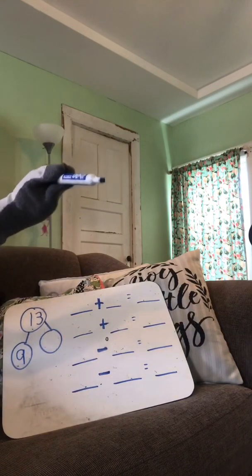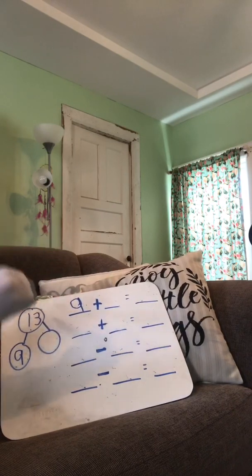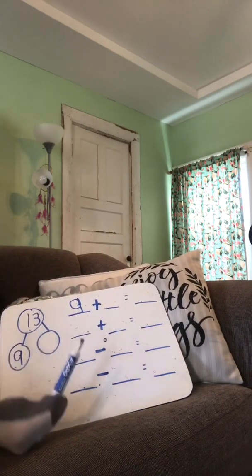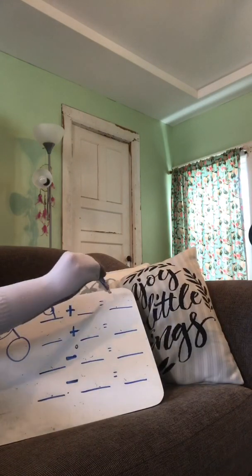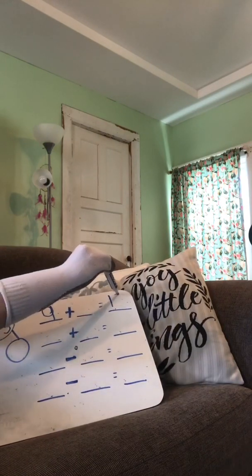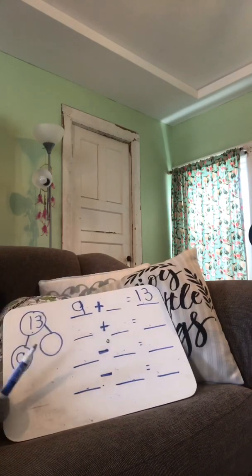So let's start with this addition sentence. We know that we can add two buddies together to get a total. But we were only given one buddy. So let's put that 9 in the buddy spot. And then we're going to put 9 plus blank because this buddy spot is blank. And then we're going to put our 13 in the total spot. So we have 9 plus something equals 13.